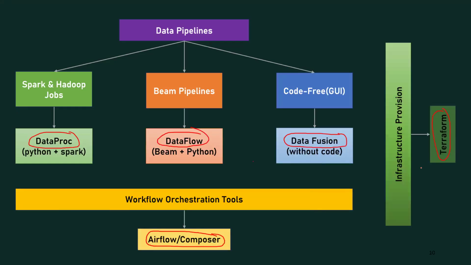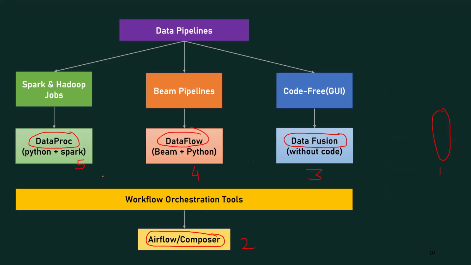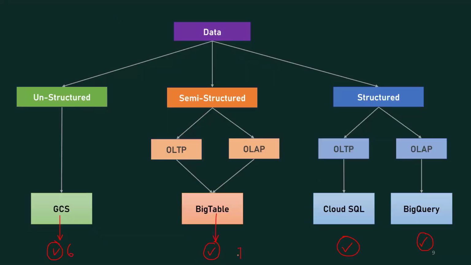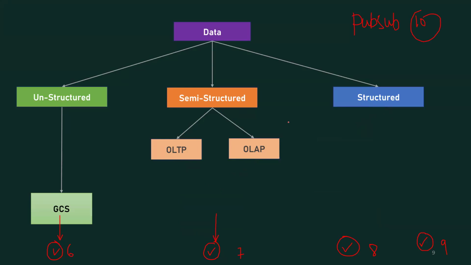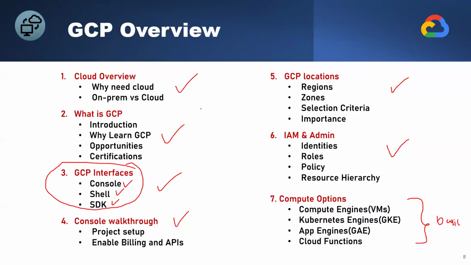So 1, 2, 3, 4, 5, and we have 6, 7, 8, 9. The basic idea of all of this. One more is also Pub/Sub, which makes 10. Total 10 data engineering tools on a basic overview and how to work with all of these things. And one more thing is the detailed basic concepts of the GCP overview. So how to work with the GCP interfaces, console walkthrough, locations and admin. These concepts are the same in advanced and real time. So these concepts we are going to cover in detail.